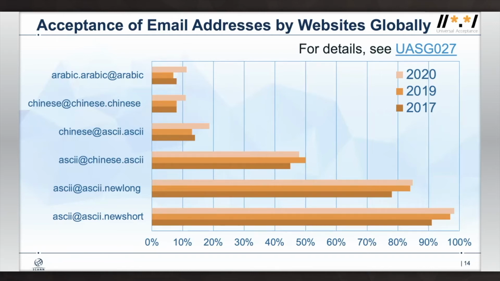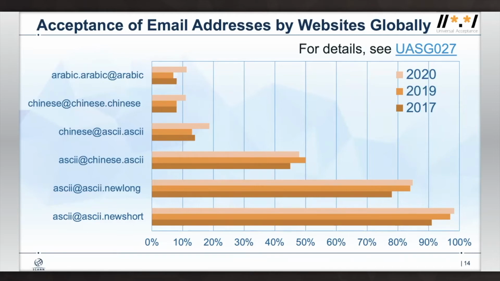And what we did was we went to the Contact Us page. And normally at the Contact Us page, the websites would allow you to submit your email address so that they can get back to you. So what we did was, for each of those 1,000 websites, we submitted one of these different kinds of email addresses. And the new short is like .sky, and new long is example was .international from the previous slide.